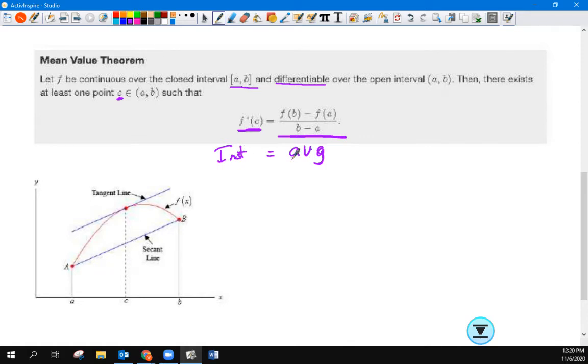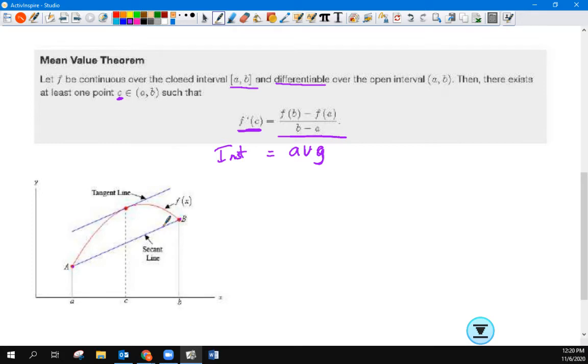And it's basically shown right here. If we're talking about slopes, if this is your first point and this point here is your second point, this is the slope of the secant line. There is some point in between where that average slope is equal to the tangent slope, or the instantaneous slope, at one point. And that's basically the mean value theorem.